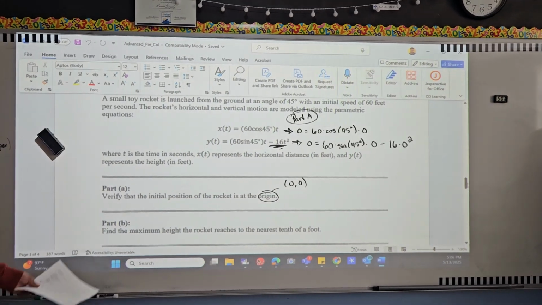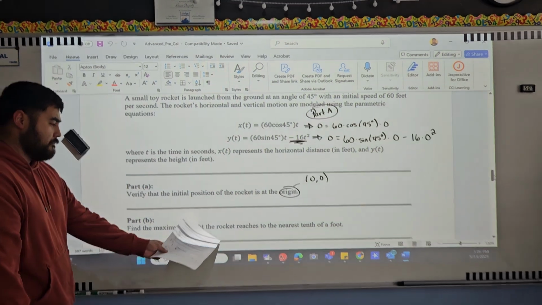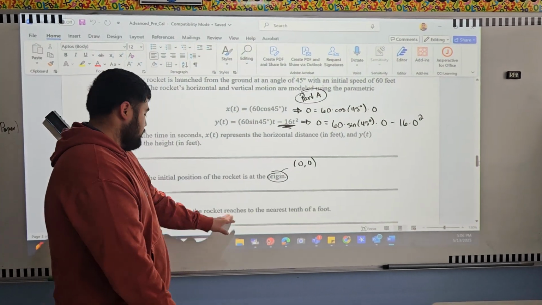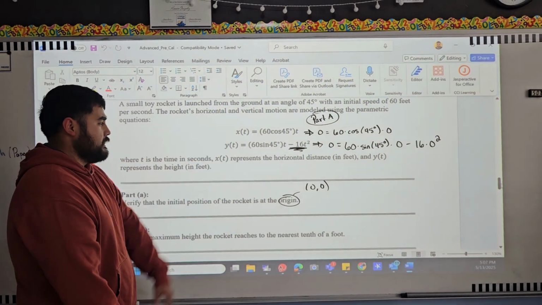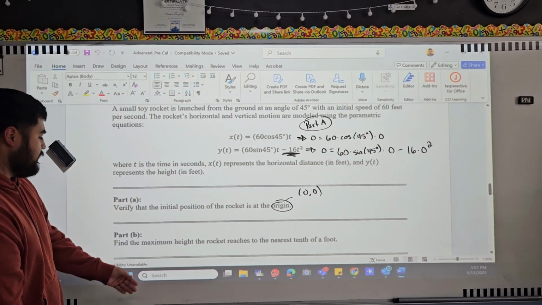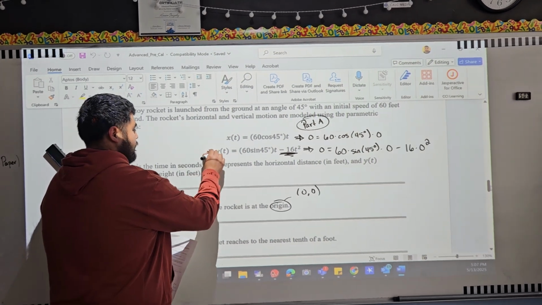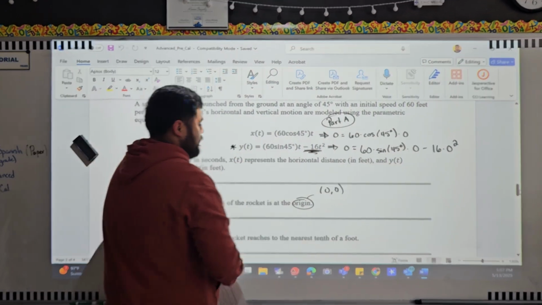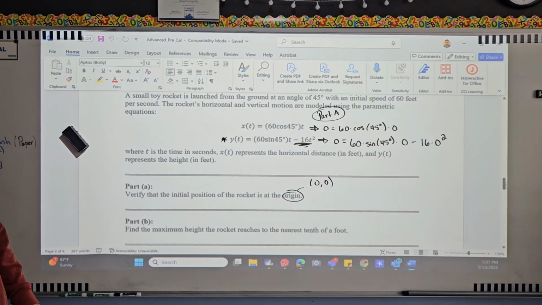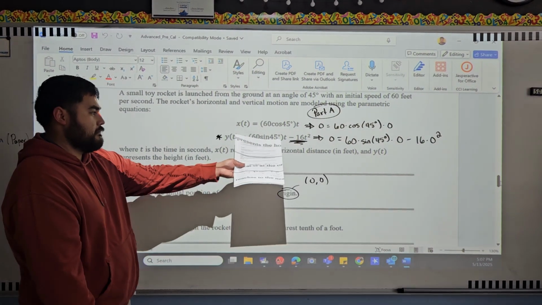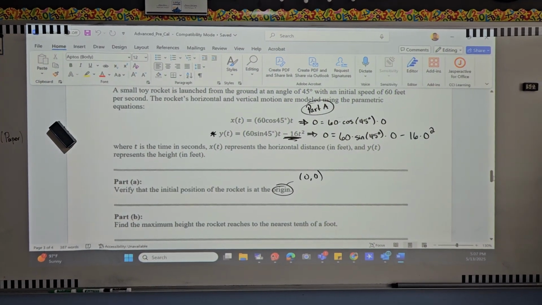Alright? So now, it says here, find the maximum height of the rocket. So, when it reaches the maximum, right? So, which one should I use? X of t or y of t? Well, when I think of maximum, I'm going up and down. So I'm pretty sure that for part B, I need to use this equation right here. So now, if I try to graph this just the way it gives to me, it won't work because of t, right? So in order to graph this, I need to switch that t to an x.